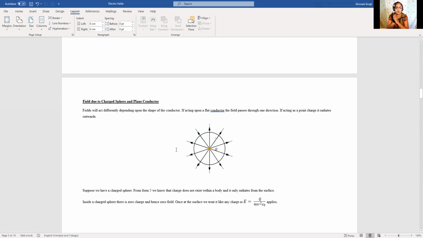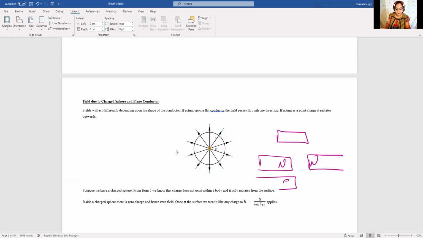Field due to a charged sphere and plane conductor. Now, in this syllabus, they want to know that you know how the electric field varies depending on your conductor and varies depending on your surface. Just like when you had done in CSEC for magnetism, you all should learn what the magnetic field looks like for a bar magnet, what it looks like for like poles and unlike poles.